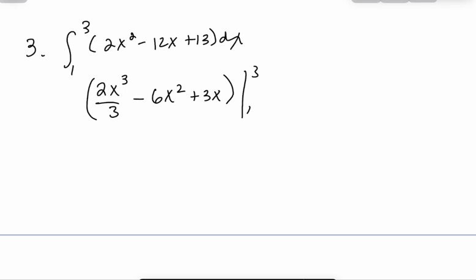So if we plug in 3, we get 18 minus 54 plus 9. I'm going to plug in the 3, and I'm going to subtract when I plug in the 1. So that's 2/3 minus 6 plus 3. And then you are going to be able to use a calculator. So just plug that into your calculator.